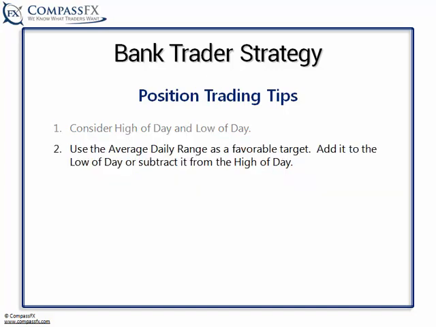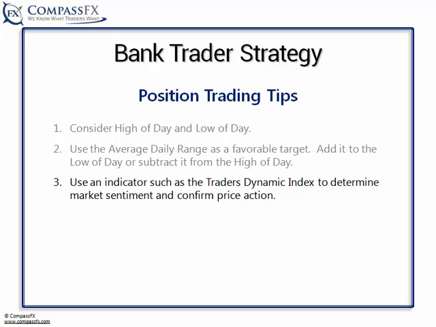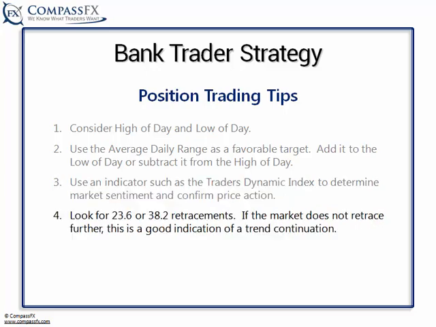Another trade tip is to use the average daily range as a favorable target. Add it to the low of day or subtract it from the high of day. Many traders use the average daily range over the week or over the month. Use an indicator such as the Traders Dynamic Index to determine market sentiment and confirm price action. So if we're in an uptrend, we need to have the Traders Dynamic Index or other oscillator also suggesting that the market's continuing to move in that direction.